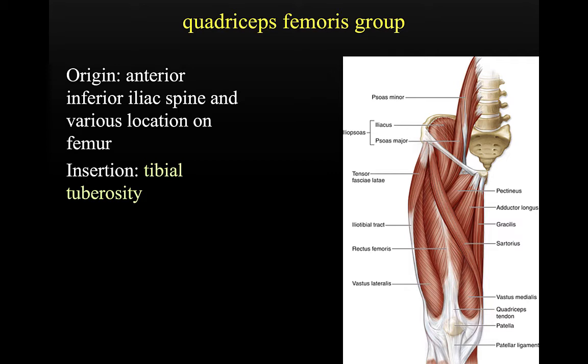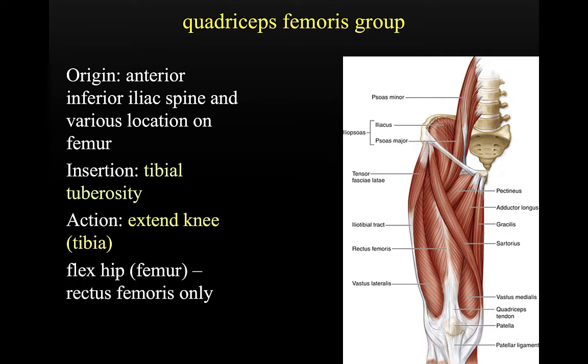They're going to move that tibial tuberosity, meaning they're going to move the knee. And because their origins are on this anterior side of the thigh, they are going to essentially straighten out the knee or extend it. So the common action of the Quadriceps femoris group is to extend the knee or to extend the crural region through that attachment on the tibia.